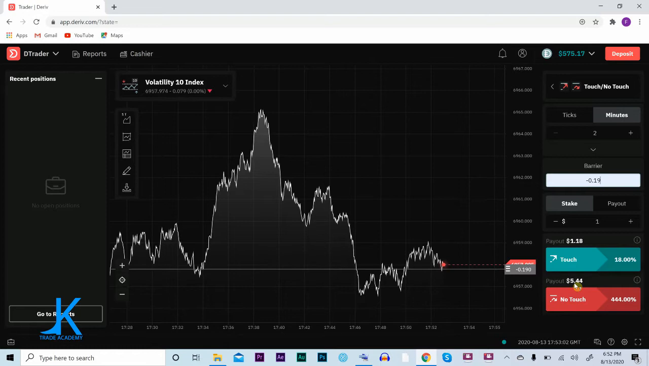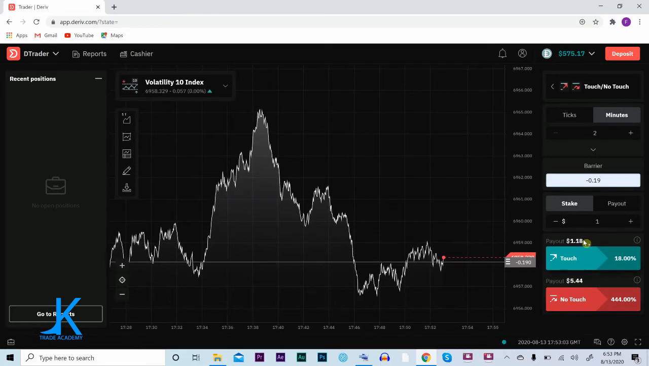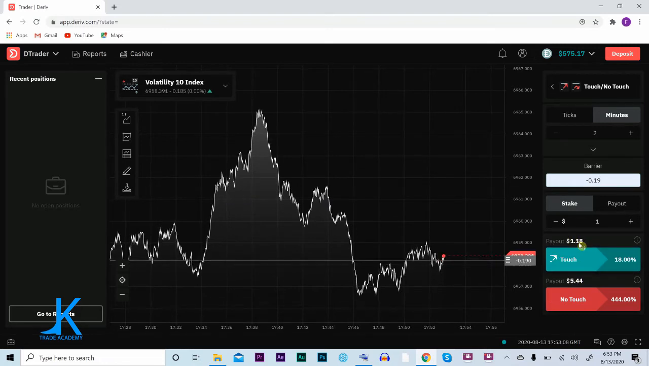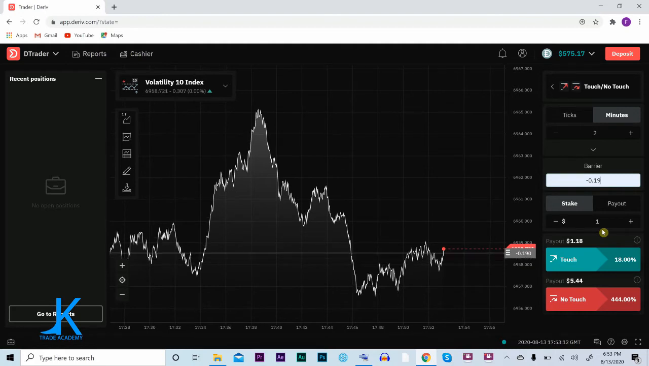Now if you look at the minus, if you go to touch, no touch, you are making 4.44 cents, which is a profit of 4, and you put 1, you're making 4. Now if you're using touch, you're making just 18 cents with $2. Now this is where I want you to be very attentive. Let me talk to you before we start trading.